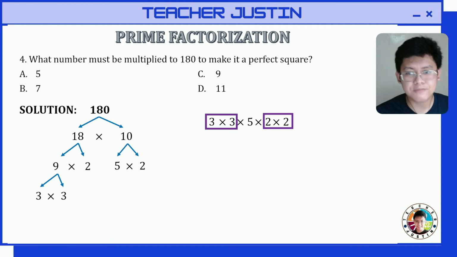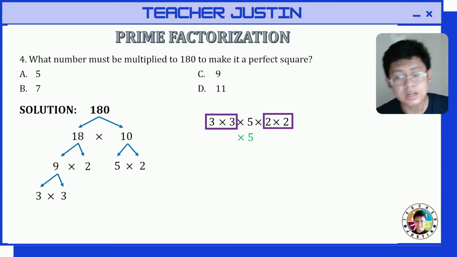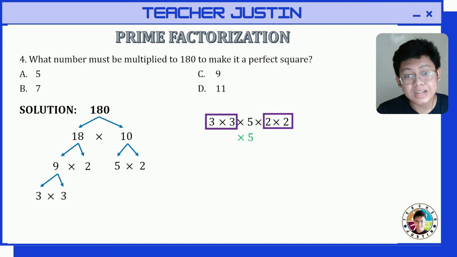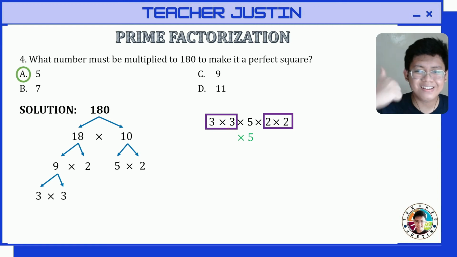So, dito sa prime factors na to, ang walang partner ay si 5. So, ang tanong, what are you going to multiply to 5 para maging perfect square siya? So, to make it a perfect square number, we also have to multiply 5 by 5 para maging perfect square siya. Now, to answer this question, what must be multiplied to 180 to make it a perfect square? The answer is letter A, 5. And that's it. Ta-da!